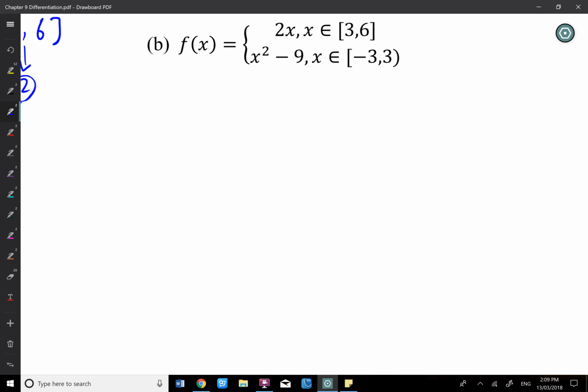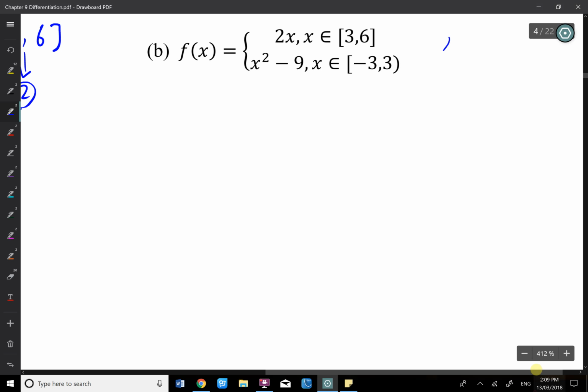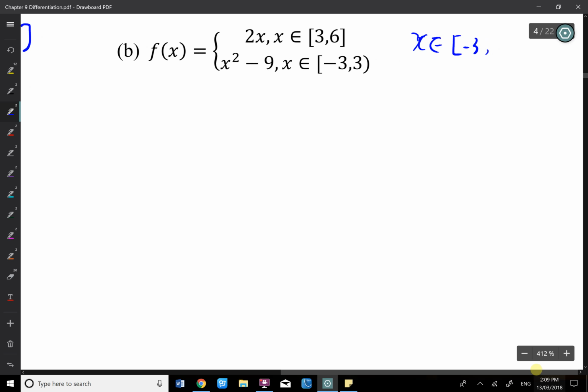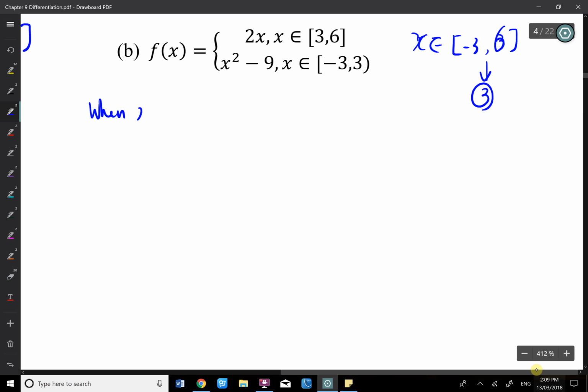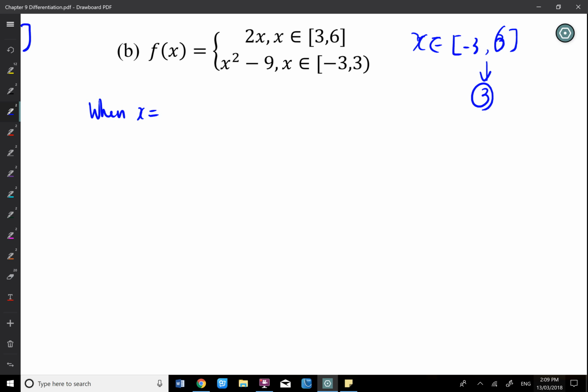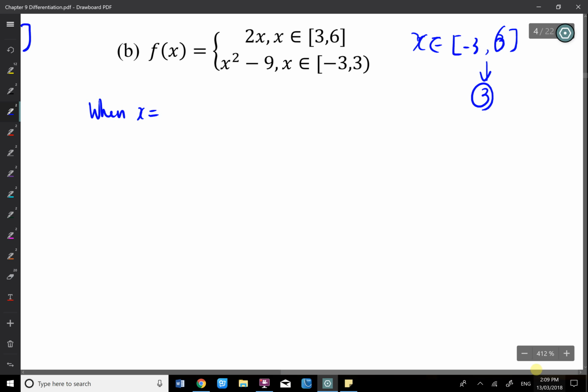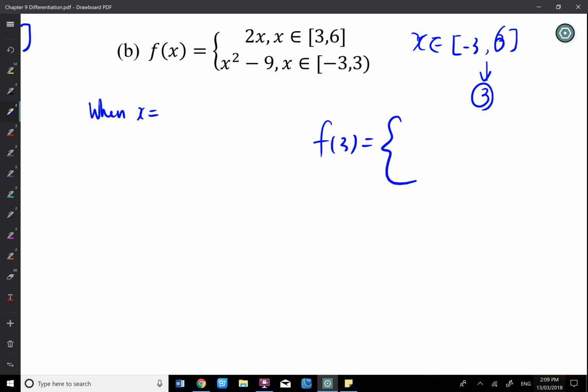Okay, for the second one, the domain is x belongs to -3 to 6, not 3. And then there's a point 3 we need to talk about because 3 is the connection point. So we will say when x equals 3. You can't do f(3), okay? f(3) only means you can sub 3 in the top function, not the bottom. Don't do it, because I have seen students do f(3) equals like this. You can only substitute 3 in one place.